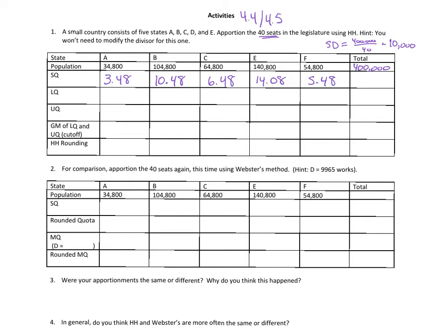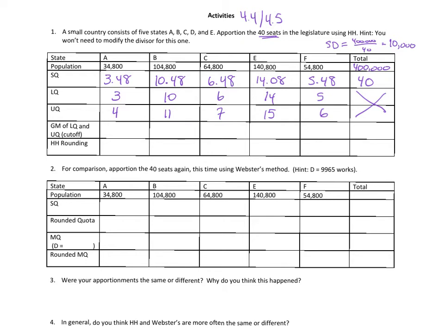When you're doing the standard quotas, it's not necessarily true for modified quotas, but when you're doing just the standard quota, if you add them all up, you should get the total number of seats, 40. If you don't, you know you made a little mistake somewhere. Okay, so next we do the lower quota and the upper quota. The lower quota is round down, upper quota is round up. So 3 and 4, 10 and 11, 6 and 7, 14 and 15, 5 and 6. Adding those up tells you nothing.